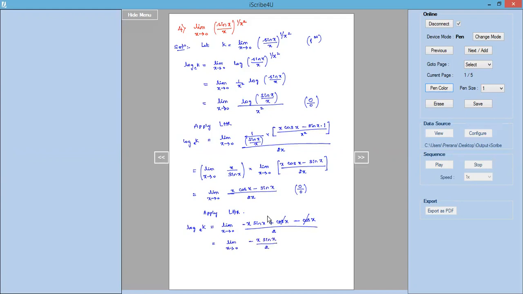As x tends to 0, this gives us 0. 0 divided by 2 is equal to 0. So we have k equal to, taking anti-log on both sides, e power 0, which is equal to 1. So this is the required answer for the given indeterminate form, that is, the limit as x tends to 0 of sin x divided by x, the whole power 1 by x square. So hope you were able to follow these problems in indeterminate forms. Thank you for watching.